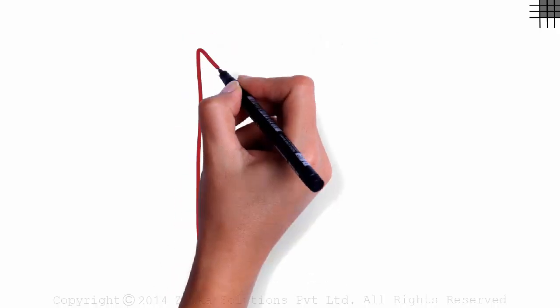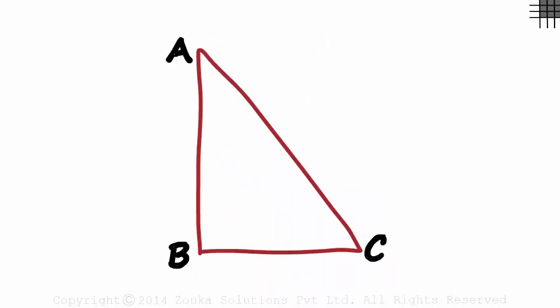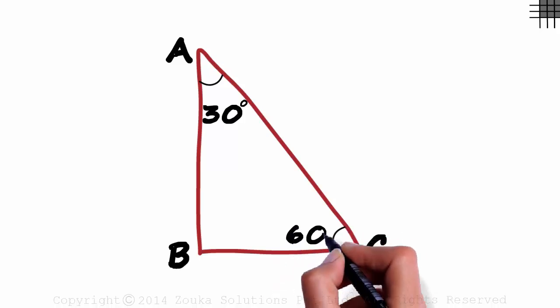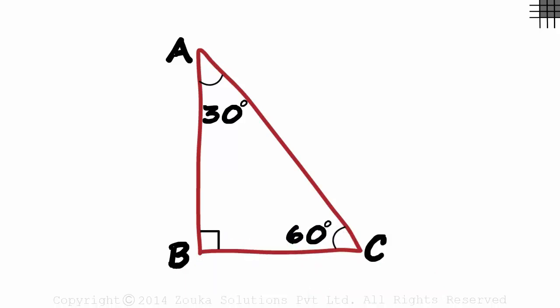The 30, 60, 90 triangle is one of the special triangles you will surely come across in your exams. As the name suggests, one angle measures 30 degrees, one 60, and the remaining one obviously 90 degrees. So what's special about it?